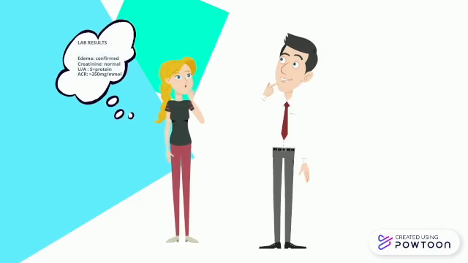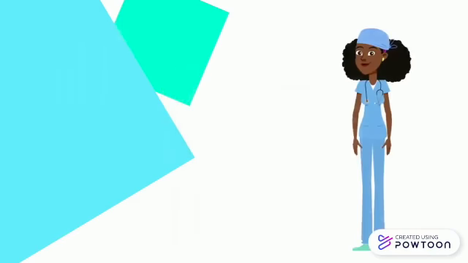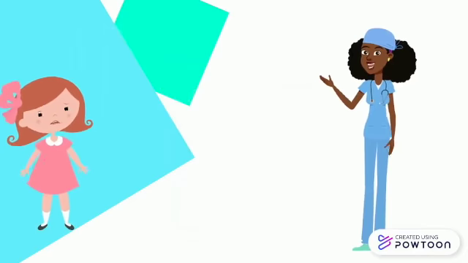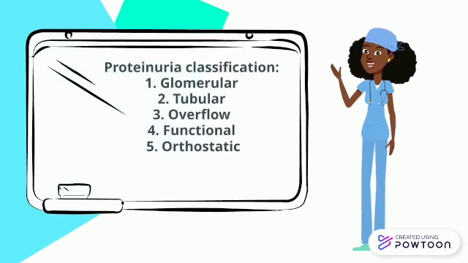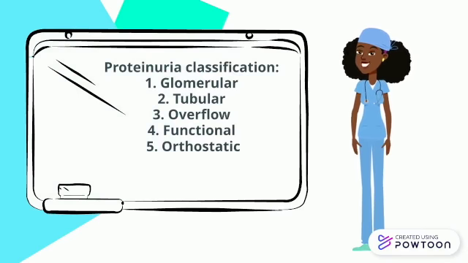Jane's parents were curious about what was going on, so Dr. Changes decided to explain the process of proteinuria. Proteinuria is classified into 5 mechanisms: glomerular, tubular, overflow, functional, and orthostatic. Dr. Changes decided to focus her explanation on glomerular proteinuria since that is the most common cause in children.